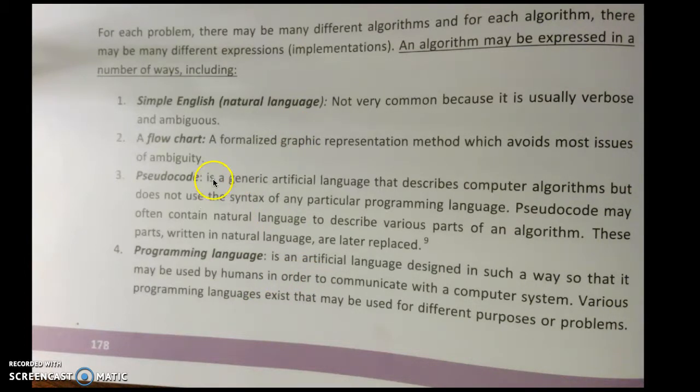The way the IB test works, you might need to be able to say that. The four ways: simple English or natural language, a flowchart, pseudocode, or an actual implementation in a programming language like Java, Python, or Scratch.